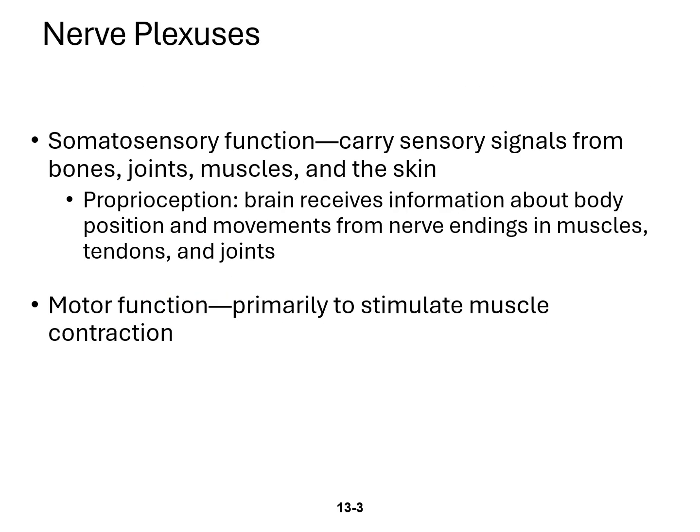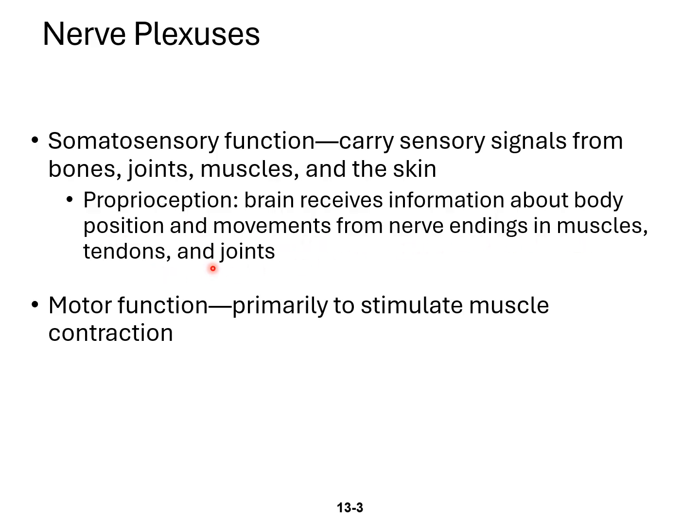So now we're just going to go over a couple of things, because we talk about this in the brain, we talk about these types of functions. This is where I want to bring all the somatosensory, the somatomotor, and all of that into one cohesive exam. So the nerve plexuses, some of them are going to be somatosensory functions. This is going to be carrying signals from the bones, joints, and muscles in the skin, and proprioception. And this is going to be when the brain receives information about the body, so its position and its movements from nerve endings in muscles, tendons, and joints.